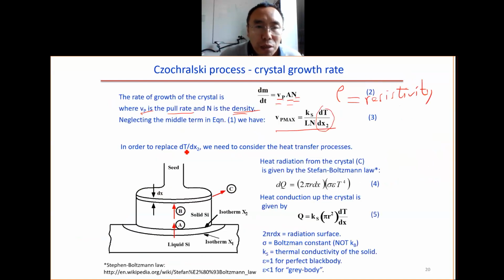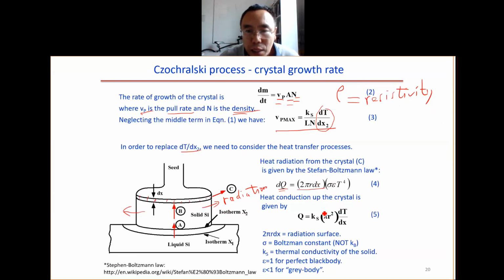In order to find out the temperature gradient, we need to know how much heat gets dissipated out. This is done by radiation. The heat loss is by radiation, and for that we have the Stefan-Boltzmann law. The heat is per surface area. We talk about the area of this belt, 2 pi r dx. This is dx, so this is the surface area.